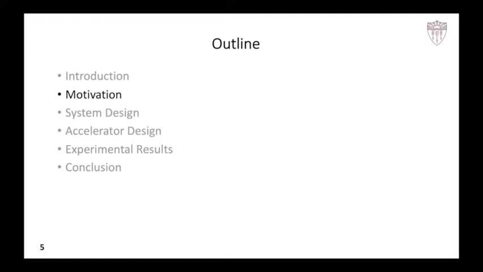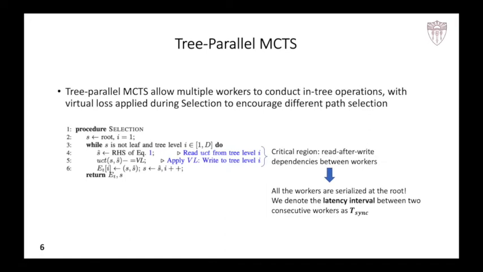Next, we will discuss some performance issues with parallel MCTS that motivate our work. The most popular MCTS parallelization technique is the tree parallel MCTS, where multiple workers share access to a single tree and expand different leaf nodes of that tree. To encourage workers to select different paths during selection, every time a worker selects an edge, a virtual loss is applied to that edge, and other workers landing on its parent node make decisions based on the new edge weight. This creates critical regions in the worker program that cause read-after-write dependencies between workers. As all the workers inevitably have shared access to the root node, in selection and backup, all the workers are serialized at the root by a latency interval. We denote this interval as T-sync.